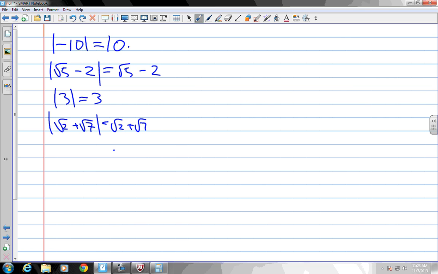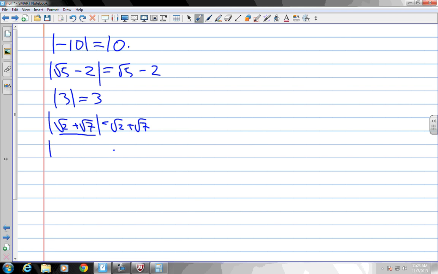Because square root of 2 plus square root of 7 is a positive number, because it's a plus in between. It has to be positive. So the absolute value of that is the same number. Does that make sense? It's just doing nothing. But you have to realize that the number on the inside is positive. So the absolute value of a positive number is that same number. You don't have to do anything with it. Does that make sense?